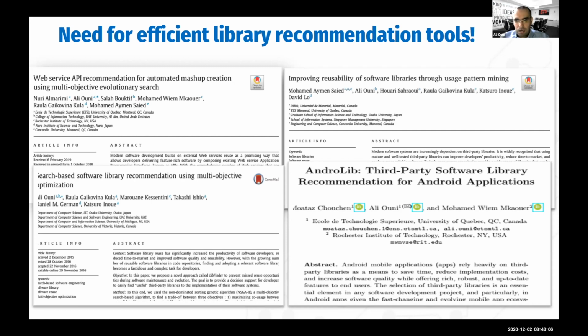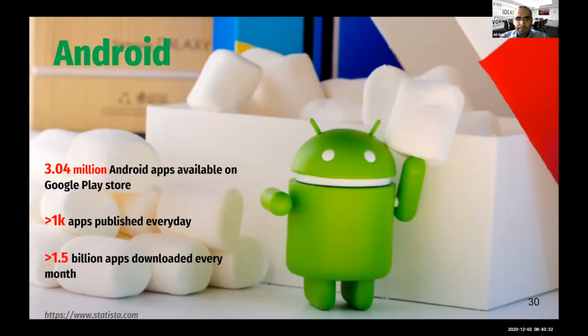Okay. So I will quickly present Androlib, what this means, and why Android applications are important, and why recommending libraries for Android is very challenging today. This is simply because Android, as you may know, has been the dominating operating system developed by Google for mobile apps, and Android is currently experiencing a huge expansion in its user base over the past few years. In 2020, there are over 3 million Android applications available on Google Play Store, with over 1,000 published apps every day.